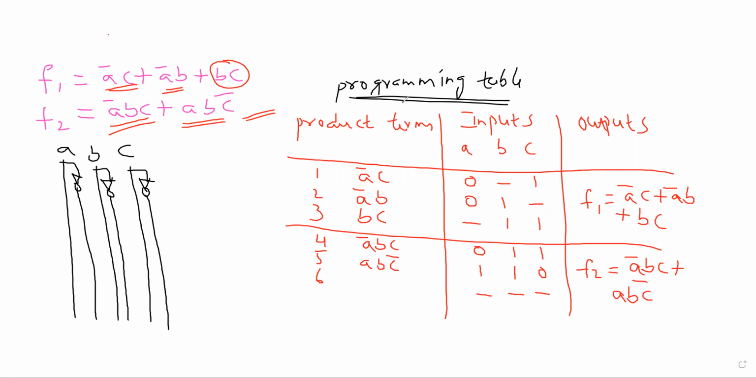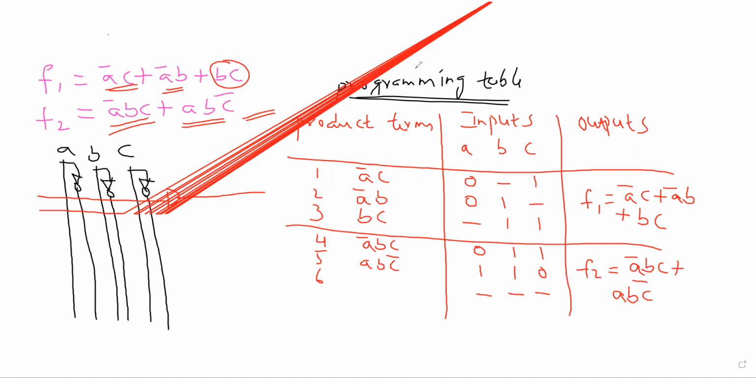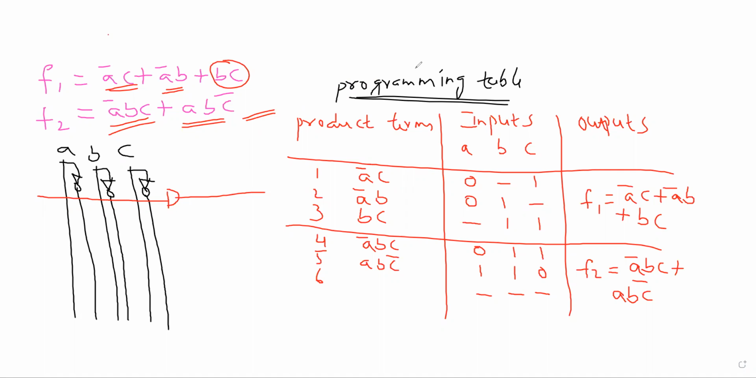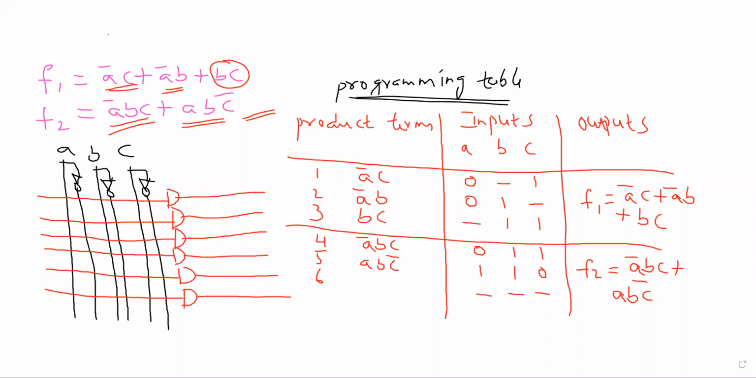Now how many product terms are we having? 6 product terms. Therefore I will use a different color for representing the 6 product terms. That means 6 AND gates are required. Okay, I will finish the 6 AND gates here. Since 6 product terms, I have drawn 6 AND gates. Now how many output functions are we having?